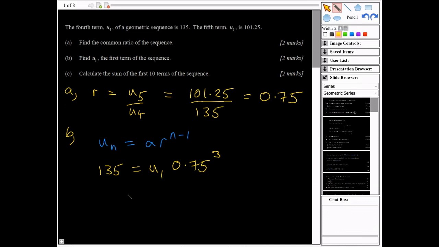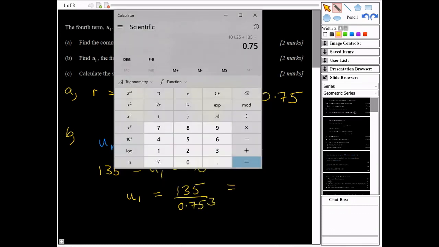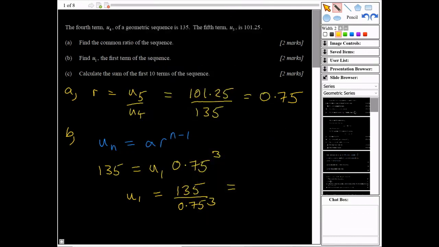So therefore, I can say that U1 is equal to 135 divided by 0.75 to the power of 3. Again, I can use my calculator. So I can say it's 135 divided by 0.75 cubed, which equals 320. Okay, so the first term of the sequence is 320.